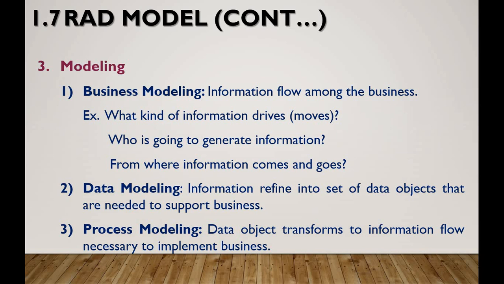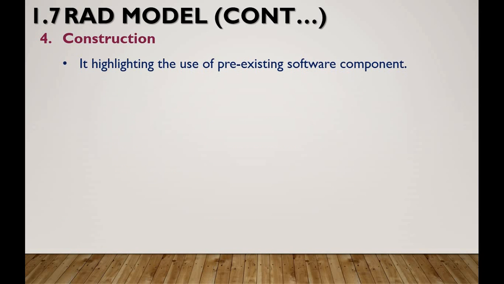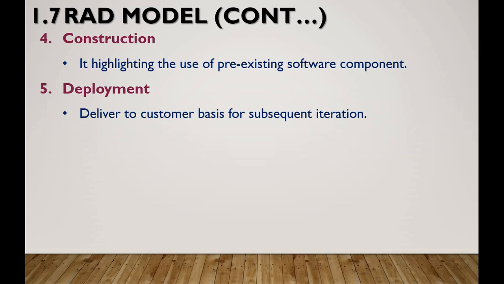The second is data modeling. In it, information is refined into a set of data objects that are needed to support the business. And third, process modeling, in which data objects are transformed into the information flow necessary to implement the business. After modeling, there will be the phase of construction. In construction, the emphasis is on the use of pre-existing software components, as we have already discussed: if we have some pre-existing software components, then we can directly join them into our software. The last step is deployment. In deployment, delivery to the customer is the basis for subsequent iteration.